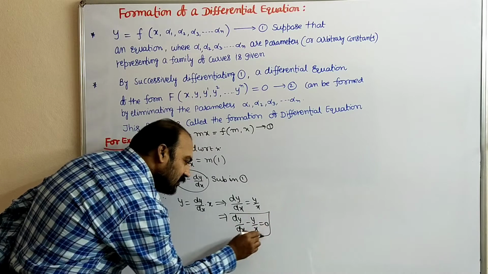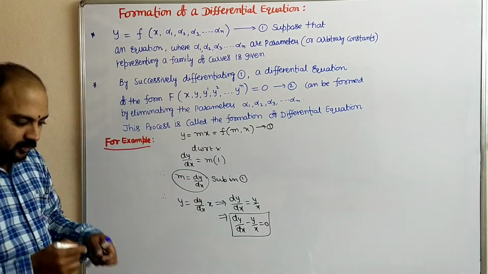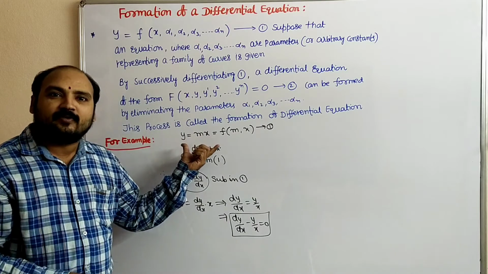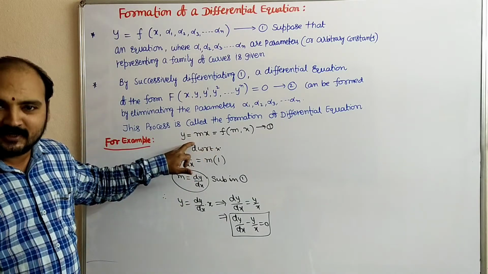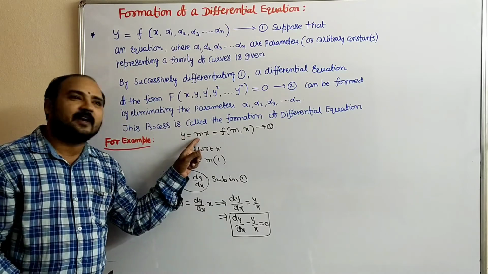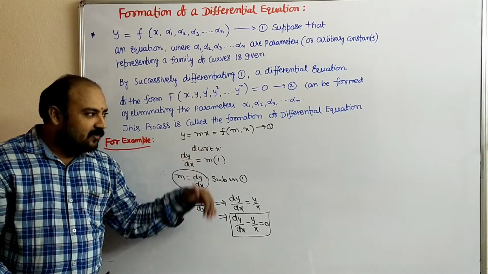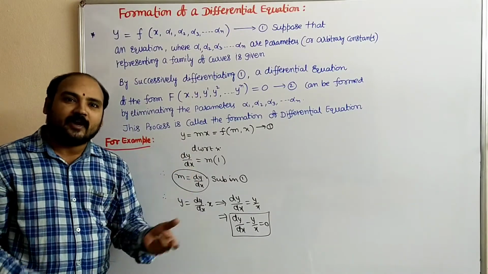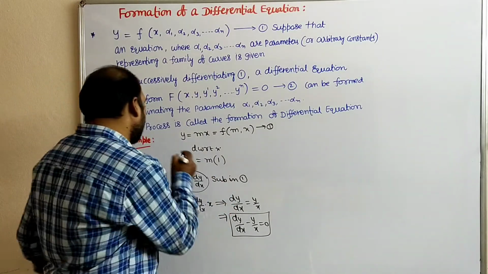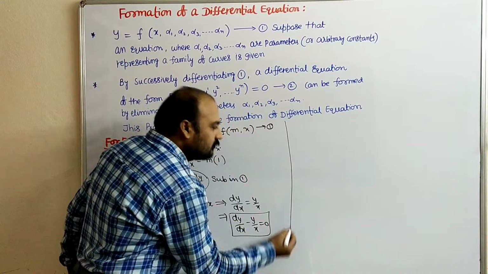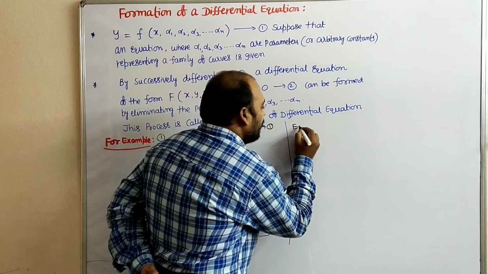This is the differential equation to the corresponding given family of straight lines which are passing through the origin. Here I have taken only one arbitrary constant m. I will take another example by taking two arbitrary constants. See here, example 1 it is, and another example 2.